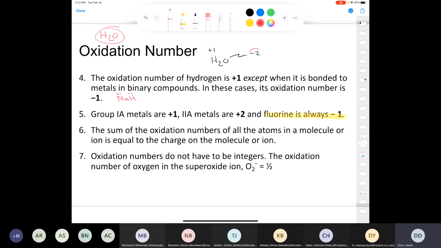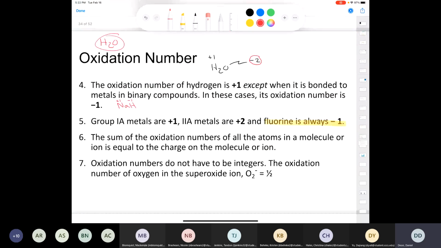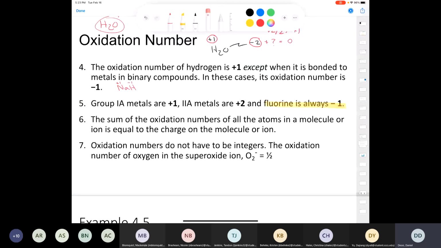So what I was doing here is, if oxygen is almost always -2, that means I have one oxygen. Overall, the charge of water is 0. So -2 plus something equals 0. That something must be +2. And if I have 2 hydrogens, +2 divided by 2 gives me +1. And that's how I figured out that the charge on the hydrogen, or its oxidation number, is +1. All right. And the last one says oxidation numbers do not have to be integers. The oxidation number of oxygen in the superoxide ion, O2 minus, is -1/2.